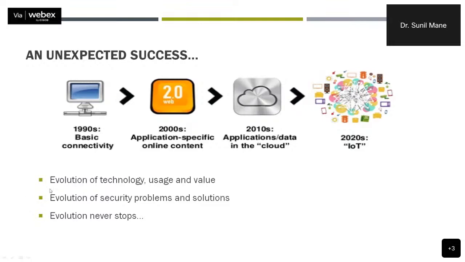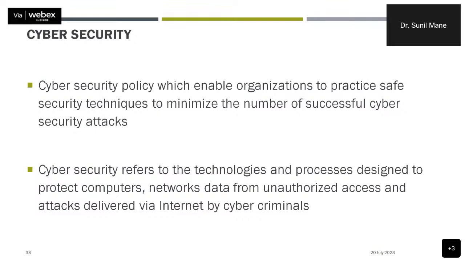So that is IoT, the internet of things. Due to this evolution of technology, usage and value, many security problems were created. At the same time there are solutions available, but we should be aware of those solutions. We all know that evolution never stops. As technology grows, security problems will also grow, and we have to address the security problems associated with the technologies. Before understanding cyber security, every organization and every governmental department should have a cyber security policy, so that anything which may happen in future can be addressed properly with that policy. Basically, what is that cyber security policy?